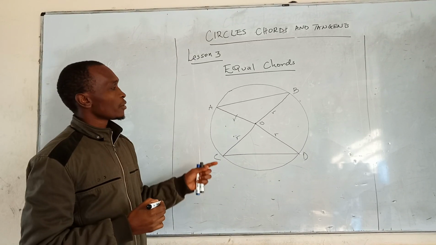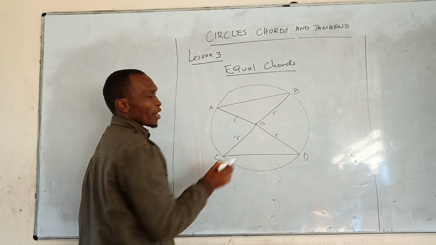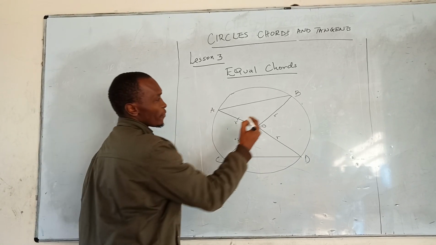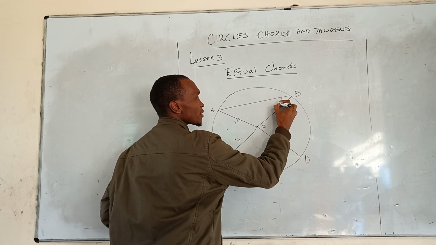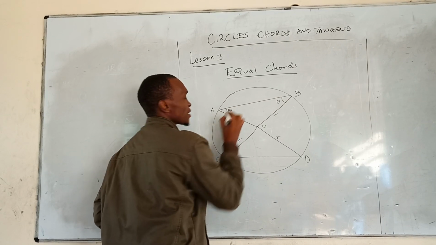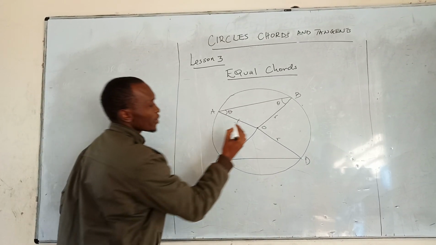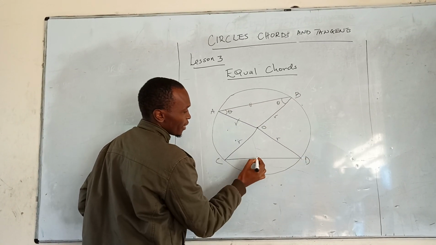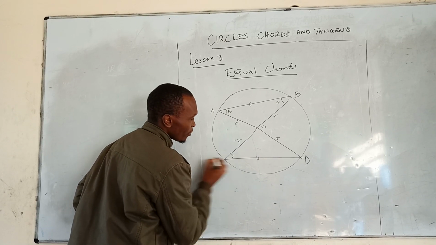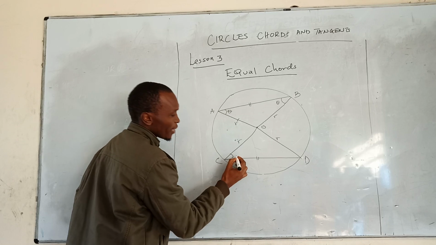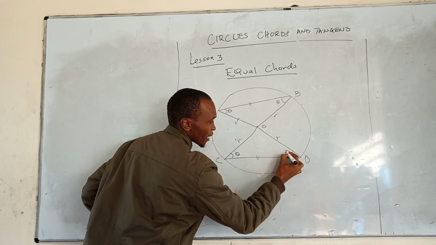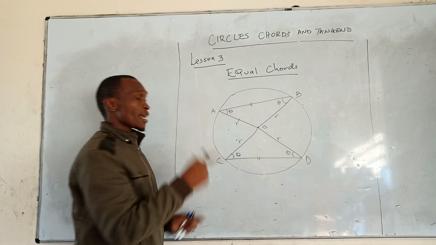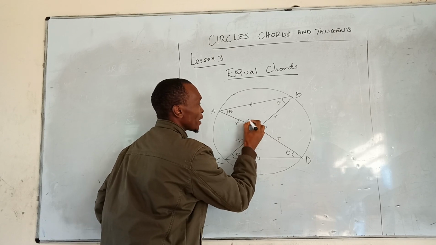Now, from what we know, if we have a triangle that has two equal sides, then we call it an isosceles triangle. Therefore, the base angles of this isosceles triangle are going to be equal. Say this is theta. Now, if AB is equal to CD, then it means that the base angle, because the radii are the same, is also going to be theta degrees.